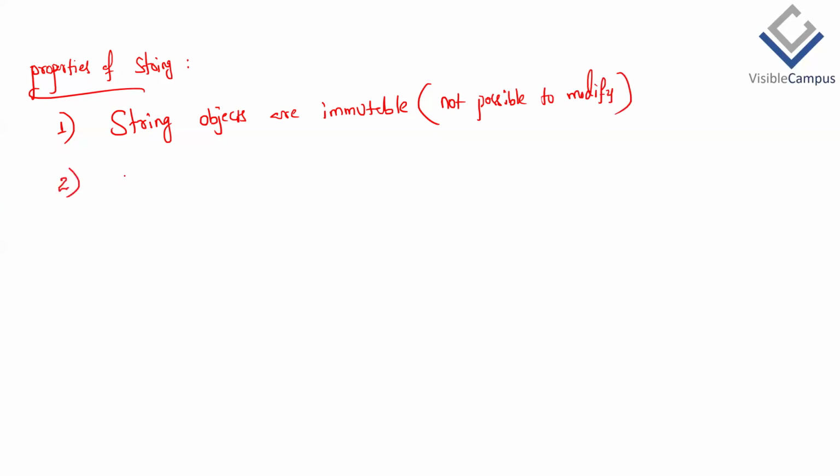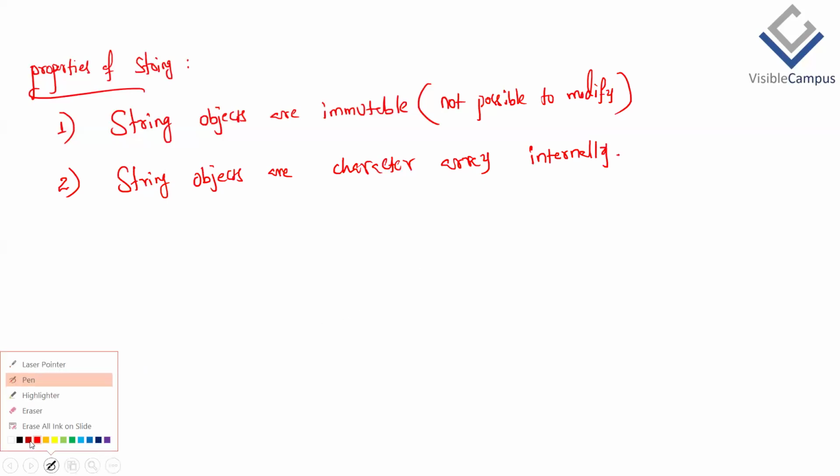Next one, string objects are character arrays. Character array, but internally is the important point. Internally only. If it is a character array, we think we can access based on the arrays concept. But no, it is internal, not external. We'll discuss all these properties with some examples again.